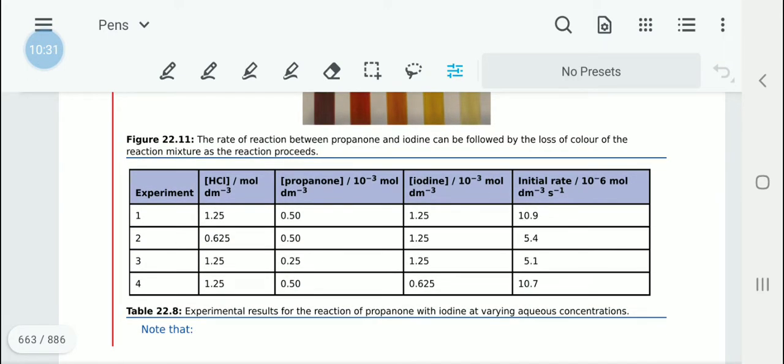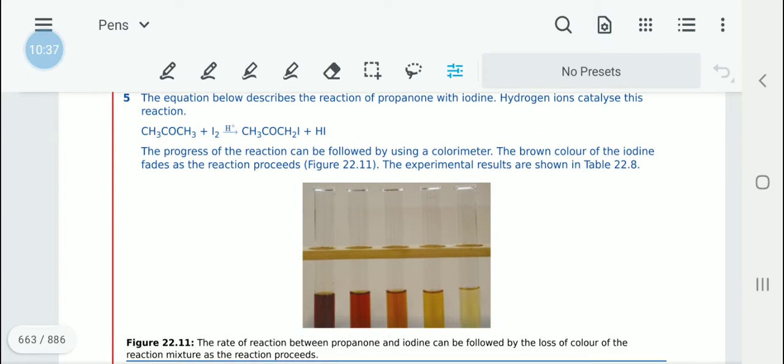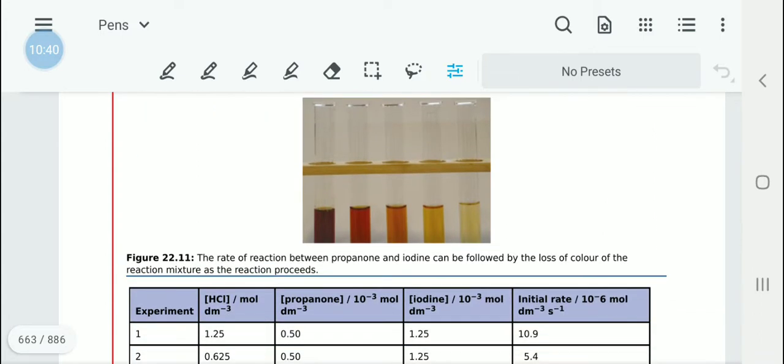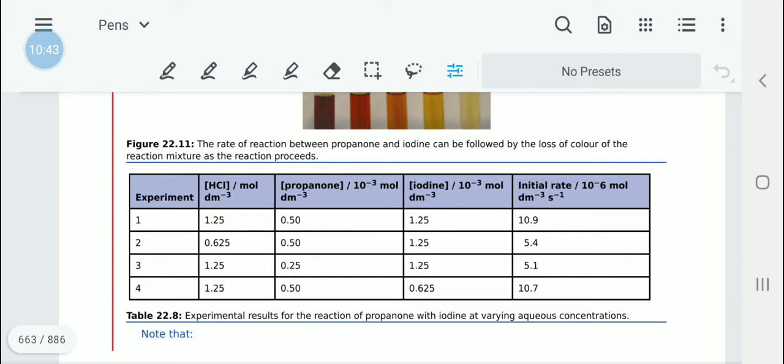So what has happened is HCl is reacted with CH3COCH3 in the presence of H plus. Then you have propanone and iodine. Propanone initially 0.50 in the first experiment, then HCl is 1.25, iodine also 1.25, and the initial rate is 10.9. Then HCl is dropped to 0.625, that is half of what we had earlier. Propanone is the same, iodine is also the same, and the initial rate has dropped by half to 5.4.